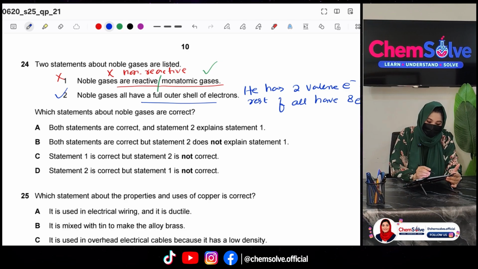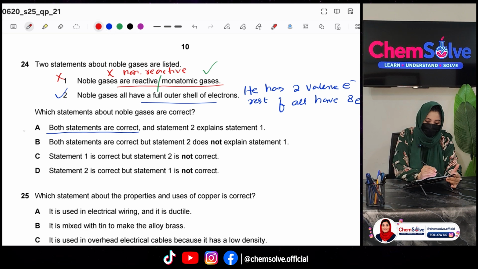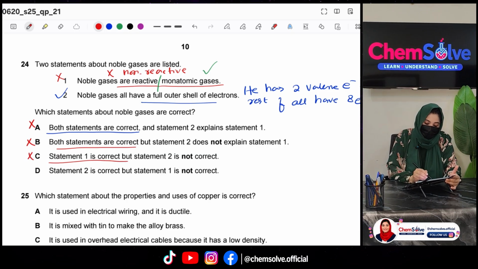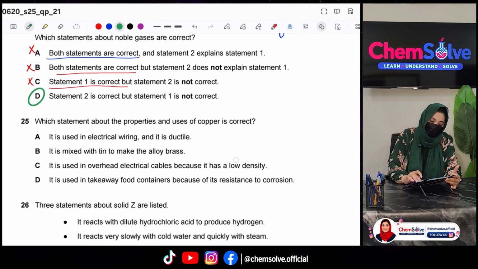Now in the first option he is saying both statements are correct. Of course not. Statement 1 is correct? No, according to our discussion, statement 1 is wrong. Statement 2 is correct, but statement 1 is not correct. So yes, this is the correct option. So the correct option is option D.